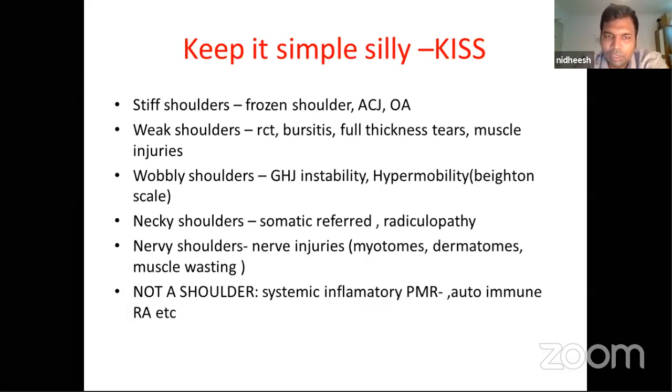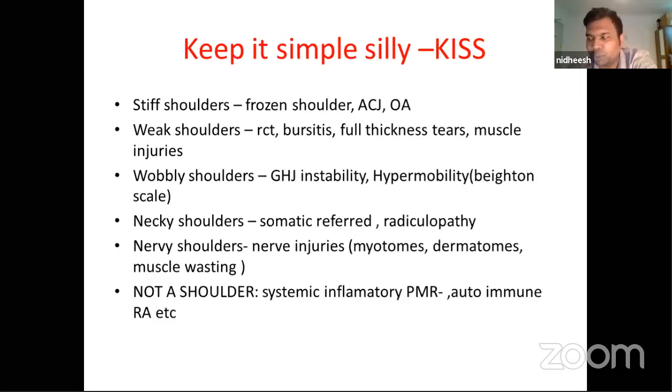Weak shoulders include rotator cuff tendonitis, bursitis, full thickness tears, and muscle injuries. Wobbly shoulders are the unstable shoulders. Again, unstable shoulders can be hypermobility. We can always do a Beighton scale to find out the hypermobility, and also glenohumeral instability. Generally, they're associated with labral tears and full thickness tears again. And necky shoulders: if the pain is referred from the neck, at neck level, for example, radiculopathies. And then nervy shoulders, nerve injuries at neck and shoulder levels again.